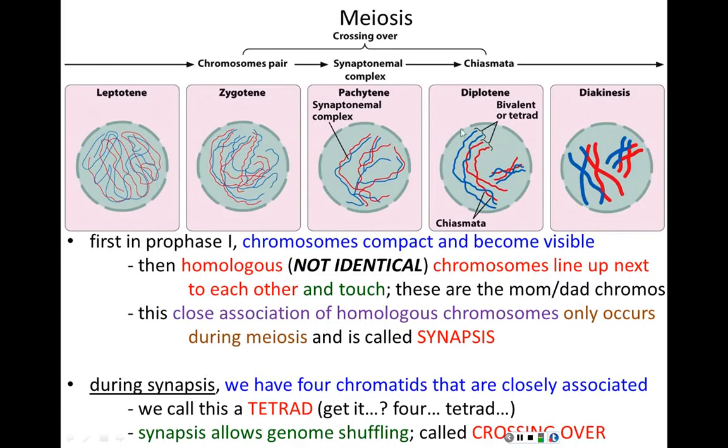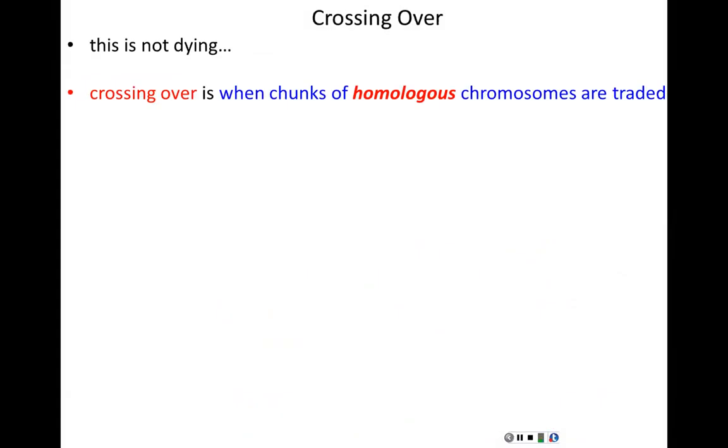The end result of prophase I is synapsis, as shown here. Homologous chromosomes side by side. Your 4 chromatids, 1, 2, 3, 4, all side by side, creating your tetrad. These chromosomes are in synapsis. So what is crossing over if it's not dying?